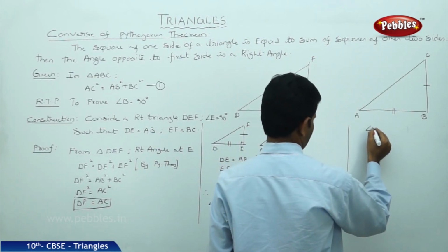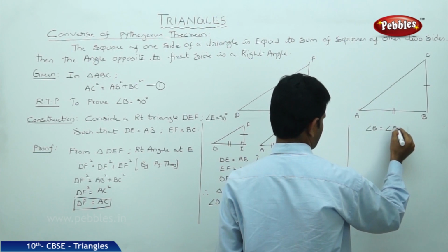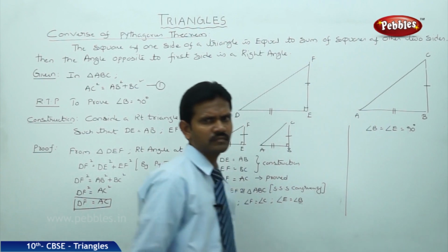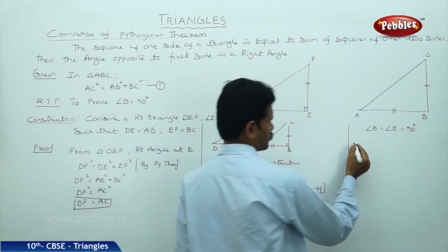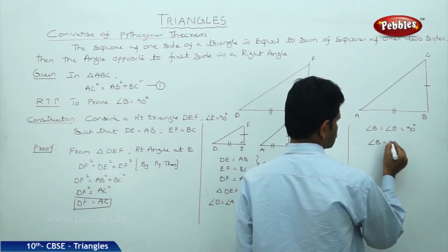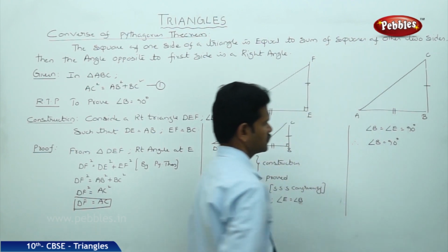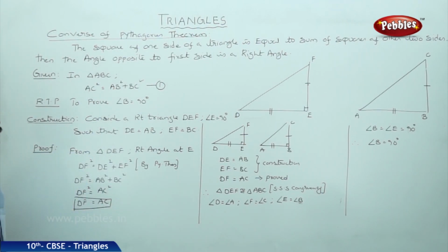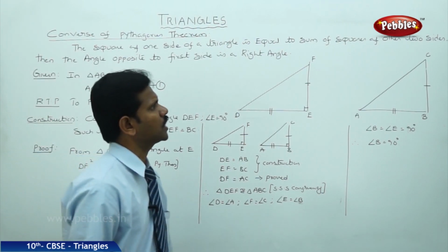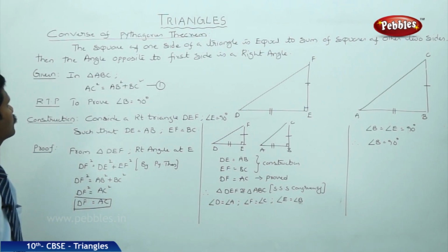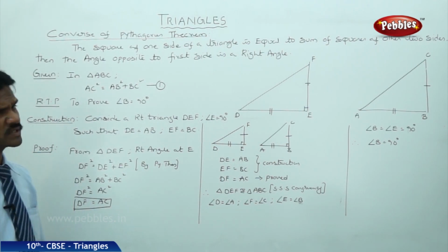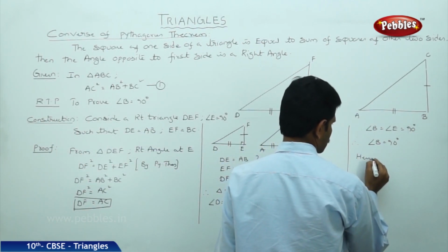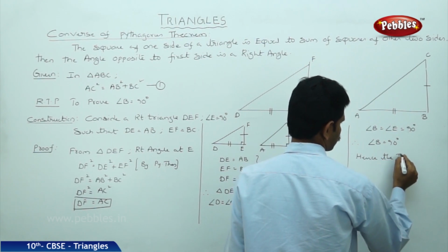Therefore, angle B is equal to angle E, but angle E is equal to 90 degrees. Therefore, we conclude that angle B is equal to 90 degrees. Therefore, if the square of one side of a triangle is equal to the sum of squares of the other two sides, then the angle opposite to the first side is a right angle. Therefore, angle B equal to 90, hence the theorem.